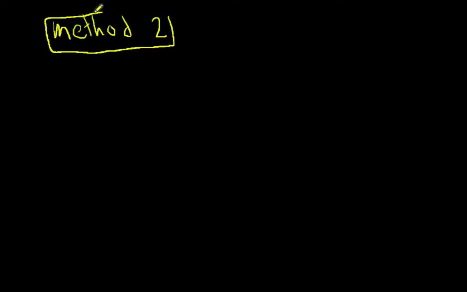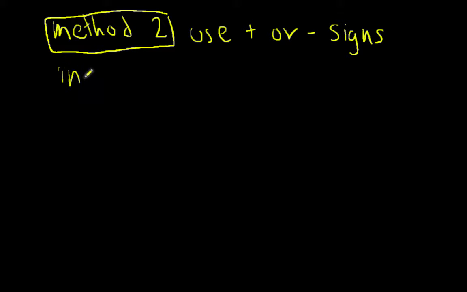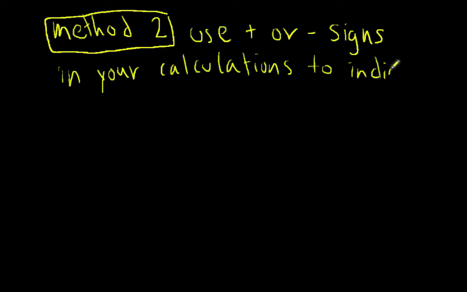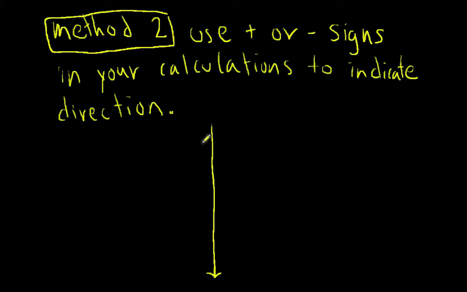The second method for vector addition is to use plus or minus signs to indicate direction in your calculations. The direction signs can be told by looking at our Cartesian coordinate plane. This is something you should be familiar with from math.